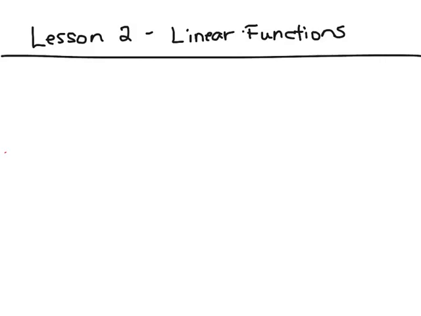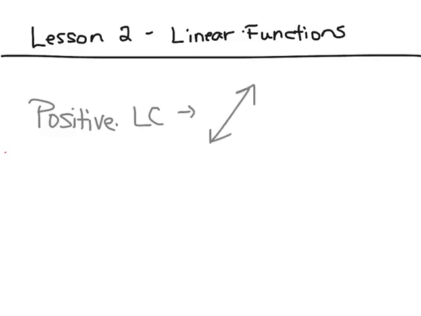So example 4 asks, what does the leading coefficient do for our function? If we have a positive leading coefficient, we know our line goes like this. So our end behavior will be from quadrant 3 to quadrant 1.